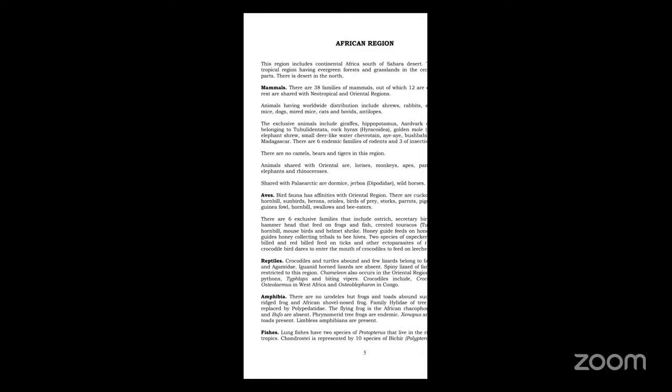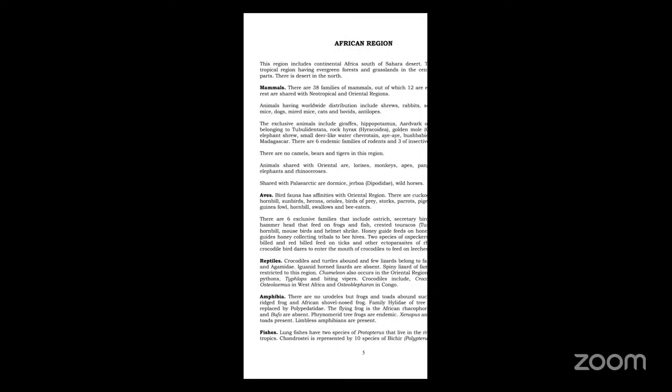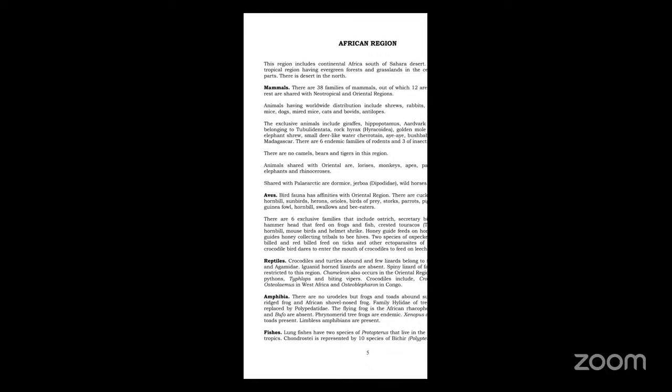Now coming to the reptiles, the crocodiles as well as the turtles. Turtles abound, and a few lizards belonging to the families Lacertidae and Agamidae are also present over here. So reptiles include crocodiles, turtles, and a few lizards. The spiny lizard of the family Pareidae is restricted to this particular region. Then you also find the chameleon, which occurs also in the Oriental region.